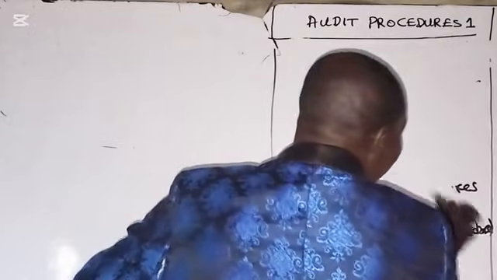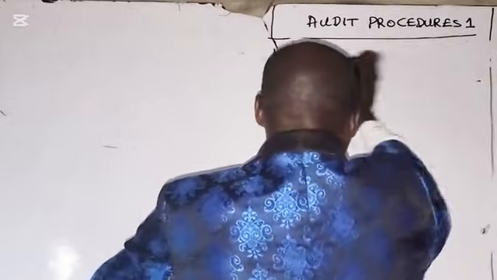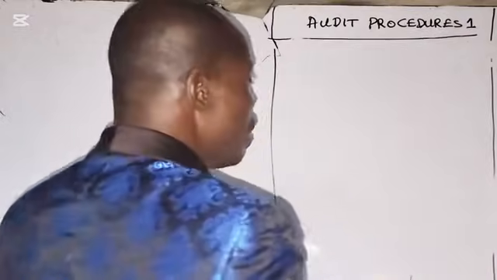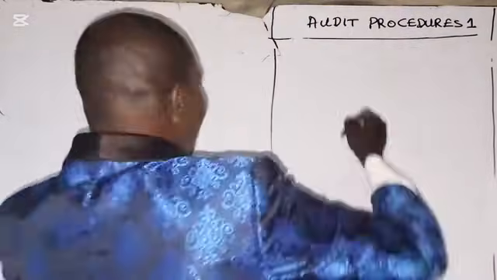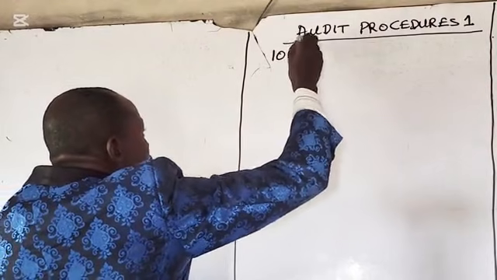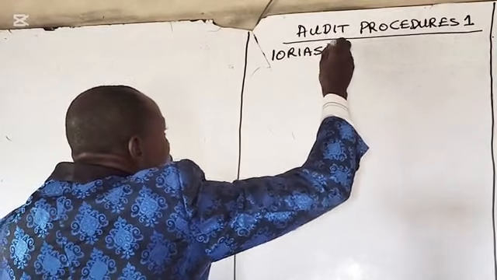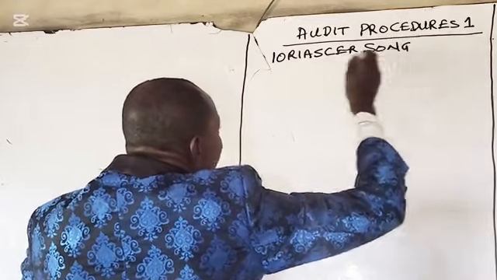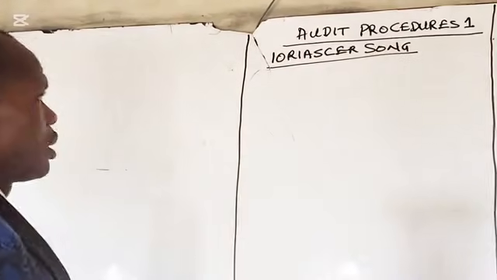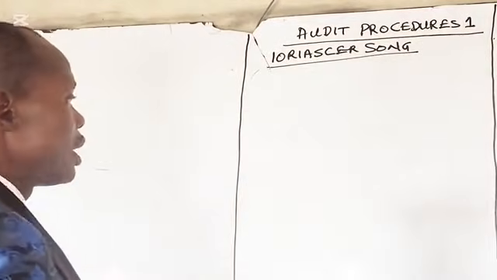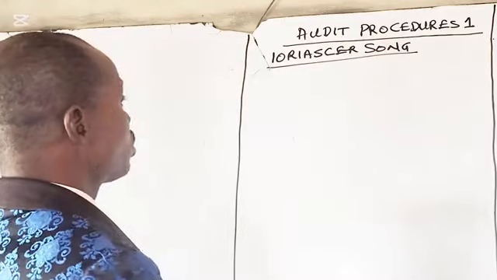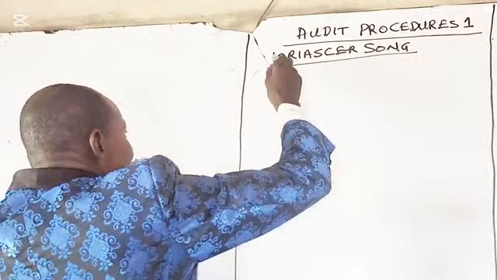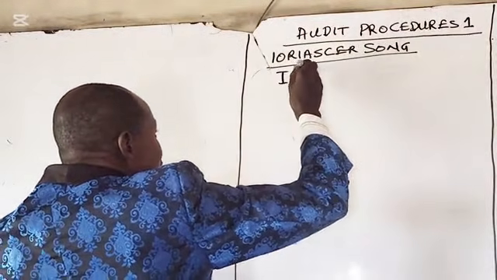Now, having examined the 9 audit procedures, let me give you the ICAEW song to use in remembering them. Before we sing the song, let me write it on the board so that we can sing it together. The first one is I inspect.